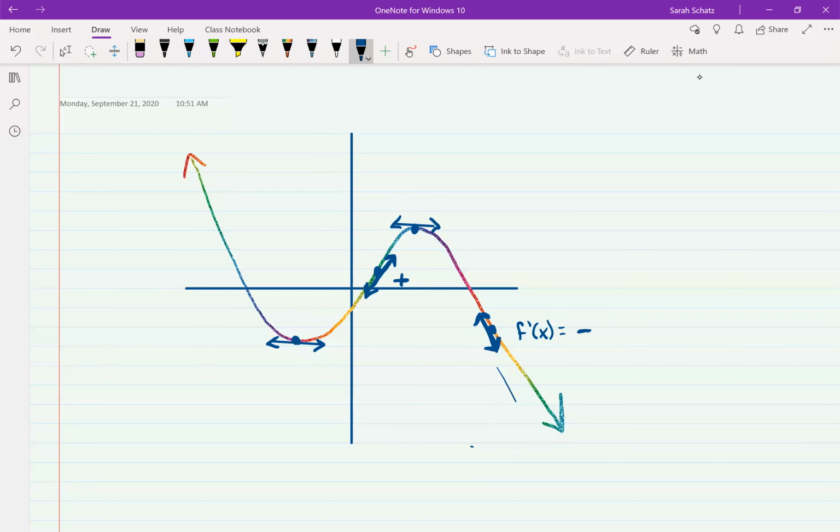But we also talked about these special points. You guys, these points where your graph is changing directions, we called these critical points, and they were places where your derivative actually equals 0 because the slope of that horizontal line is 0. So it's 0 here, it's 0 there, and these are what we called our critical points.